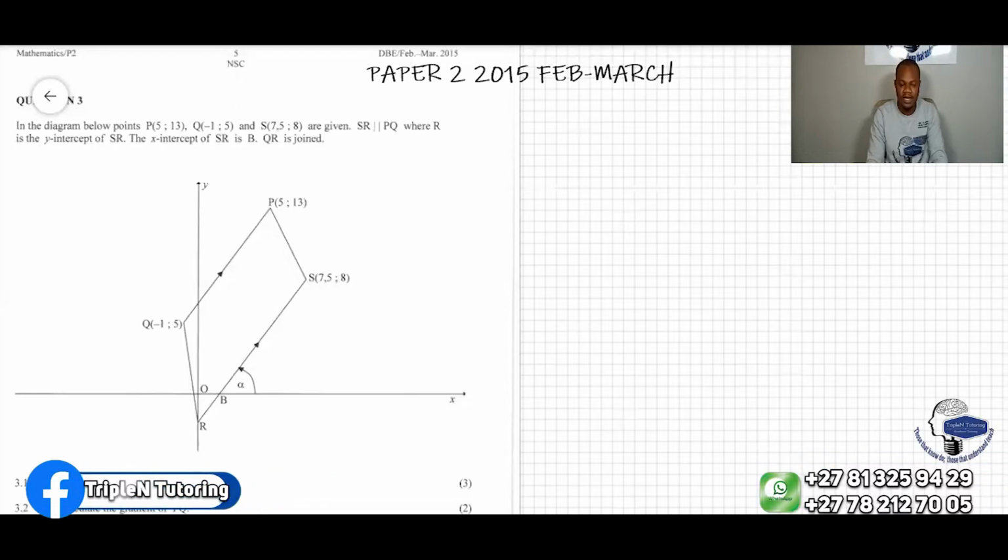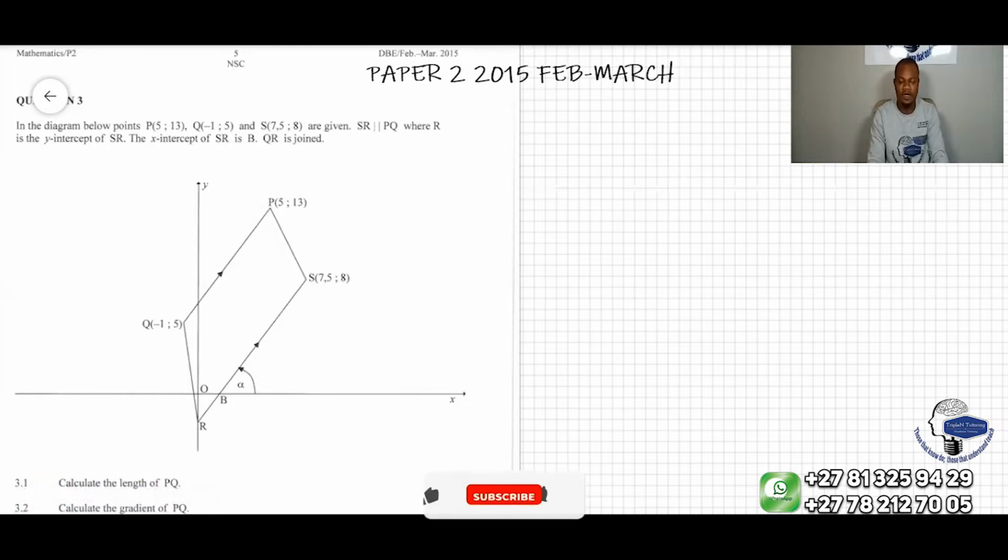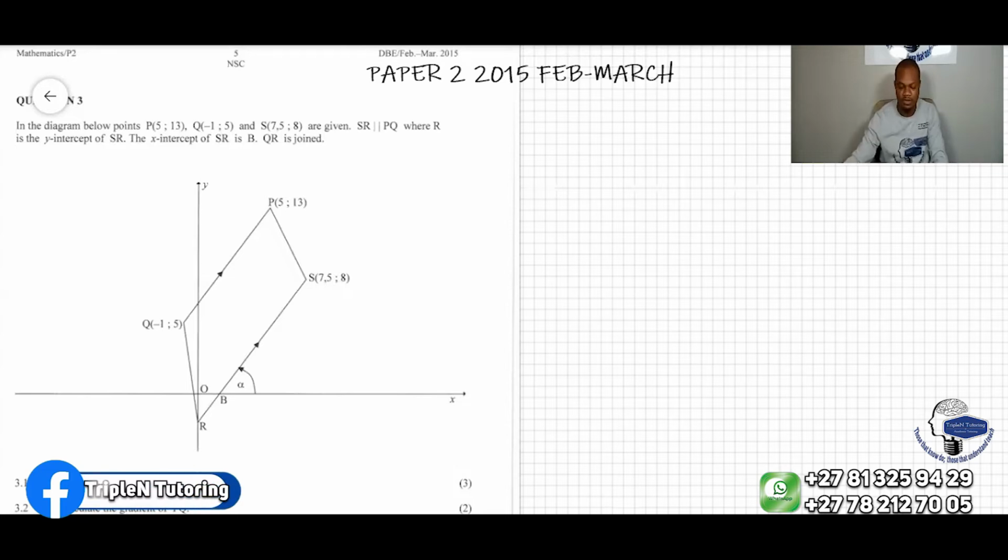The question says in the diagram below, points P, Q, R, and S are given, and SR is parallel to PQ, where R is the y-intercept of SR, and the x-intercept of SR is B, and QR is joined. Now, question 3 here says, calculate the length of PQ.